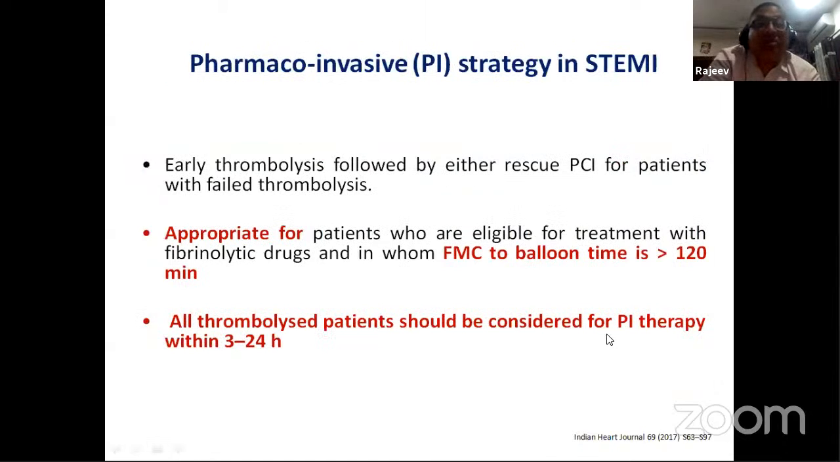The pharmaco-invasive strategy: early thrombolysis followed by rescue PCI for patients with failed thrombolysis is indicated. Appropriate for patients who are eligible for treatment with fibrinolytic in whom first medical contact to balloon time anticipated is more than 120 minutes, either because of financial delay or because of a busy cath lab or in present time waiting for a COVID report. All thrombolyzed patients should be considered for PCI within 3 to 24 hours.